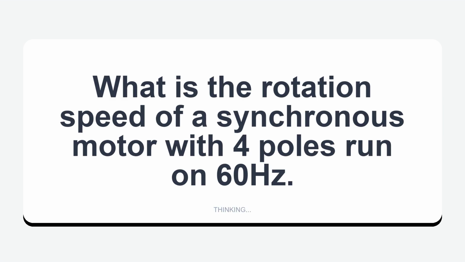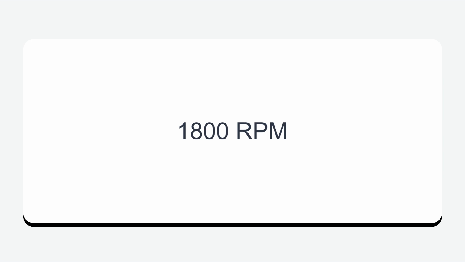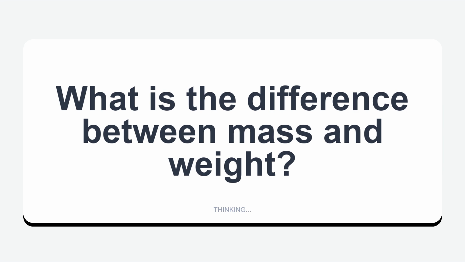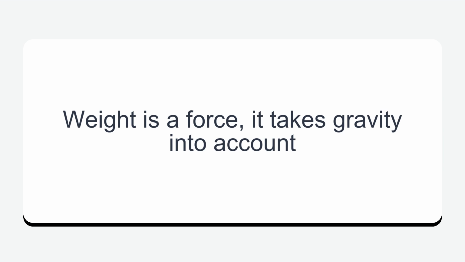What is the rotation speed of a synchronous motor with 4 poles run on 60 Hz? 1,800 rpm. What is the difference between mass and weight? Weight is a force, it takes gravity into account.